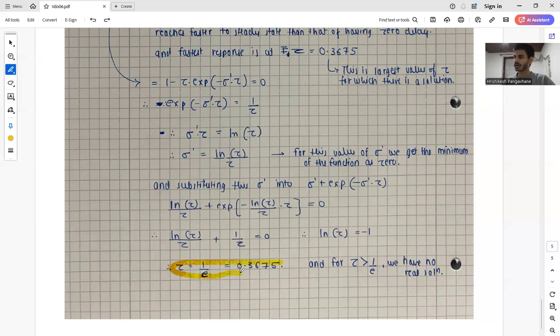So for tau greater than 1 by e, we have no real solution, but this is how we can set the boundary condition of tau, and at this value of tau we will be getting the fastest transient response, and our system will reach its steady state fastest by having tau equals 1 by e. And I think we have discussed everything about the small time delays introduced to a system, and in the next video we'll talk about the large delays introduced to a negative feedback system.